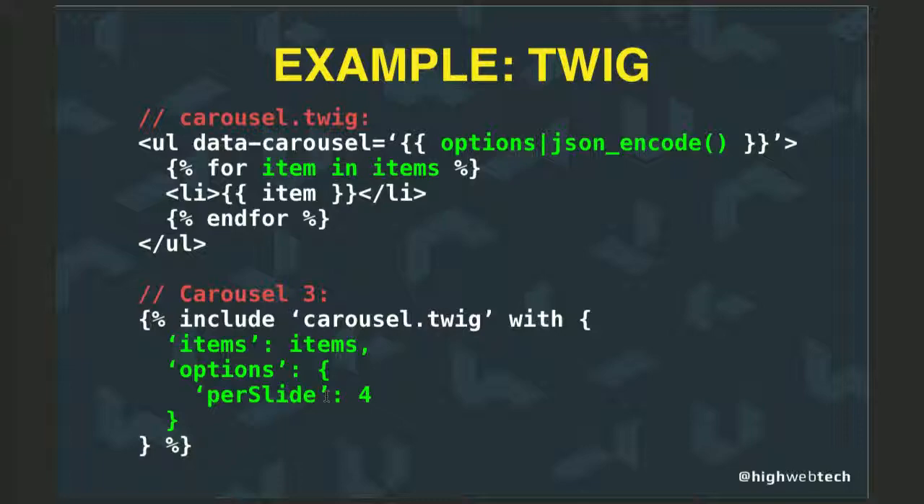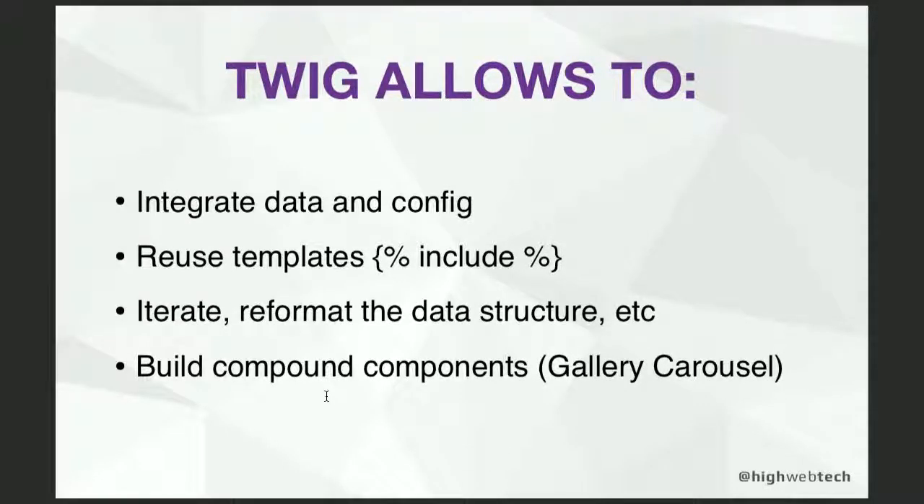So again, this is very declarative and straightforward code, and it can be written by a front-end developer, but even by a designer. So this way allows us to integrate data in config, to reuse our components via include tags. We can iterate over the items, and we can reformat data structures in the way we want. And of course, we can build compound components. So we can include, as I said, for example, gallery inside carousel and vice versa. So before we continue, let's look at the examples.